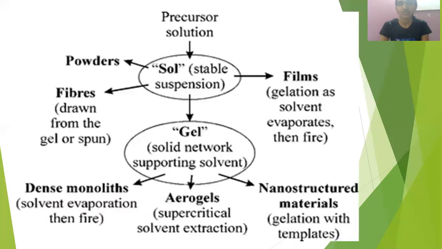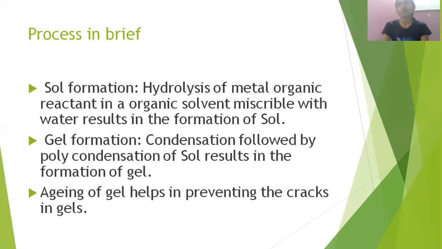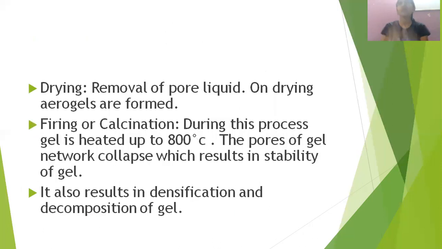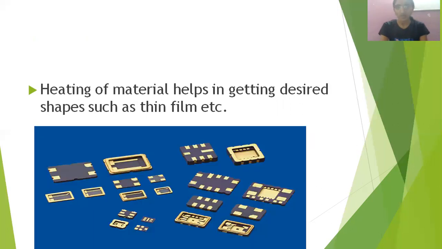Once again, I'll tell you in detail. You can see here. So sol formation, that is, you are reacting the organic reactant with water. It forms a sol. Now, on condensation of this sol, we get gel. Then we go for aging. Aging will prevent the cracks in the gel. After aging, what we are doing? Drying. When we dry it, any pore liquid that is present gets removed. After that, we are heating the gel up to 800 degrees Celsius so that it gets stability, it gets densified and the gel gets decomposed. This is the process.